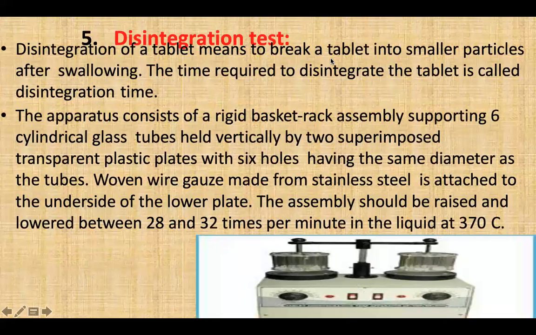Now the disintegration test. Whenever you take the tablet, it goes to your stomach, and it has to disintegrate. You may have seen in certain cases, when you put a Disprin tablet in water, it has to disintegrate. Similarly, when the tablet is taken orally, or by whatever route it has to be applied, it must disintegrate. So the drug has to be liberated. If it is not disintegrated, the drug cannot be liberated, so there cannot be a therapeutic effect.